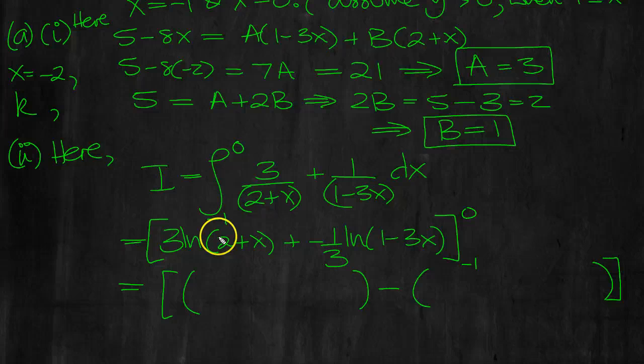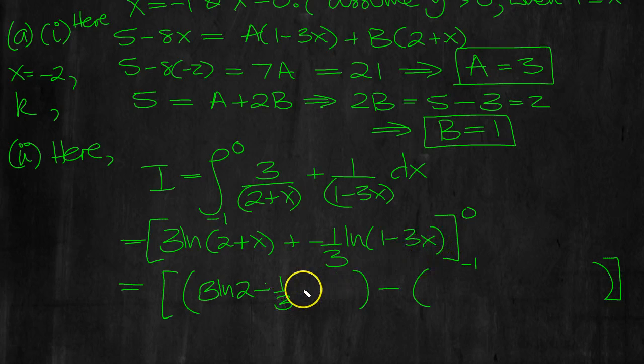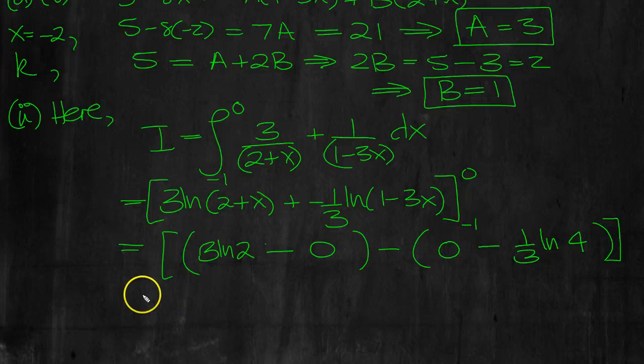So put in 0 is 3 log 2 minus 1/3. Put 0 in here, log 1, which is 0. So that whole thing will be 0. Put minus 1 in here, 2 minus 1 is log 1, that will be 0. Put minus 1 in here, you get 3, we get log 4, so it's minus 1/3 ln 4, isn't it? Which is equal to 3 ln 2. Minus minus is a plus.